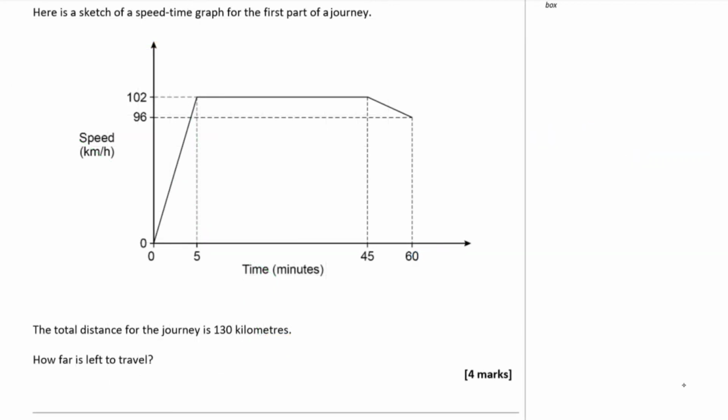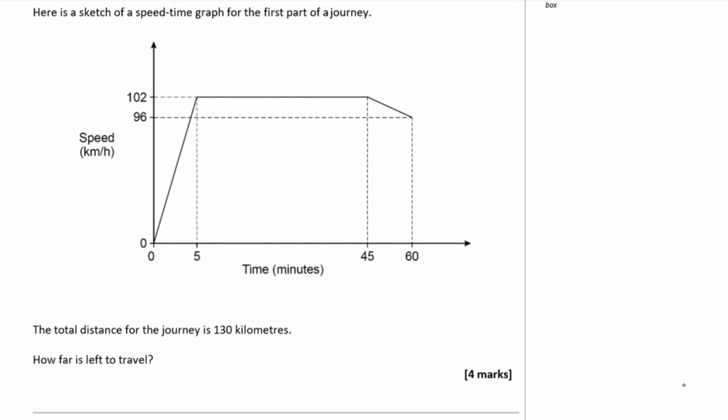Question 25. Here is a sketch of a speed time graph for the first part of a journey. We know that the total distance of the journey is 130 kilometers. How far is left to travel? Okay, well, distance traveled is the area under a speed time graph. So if we find out the area of all these different sections, add them all up together, that is the total amount of distance traveled.